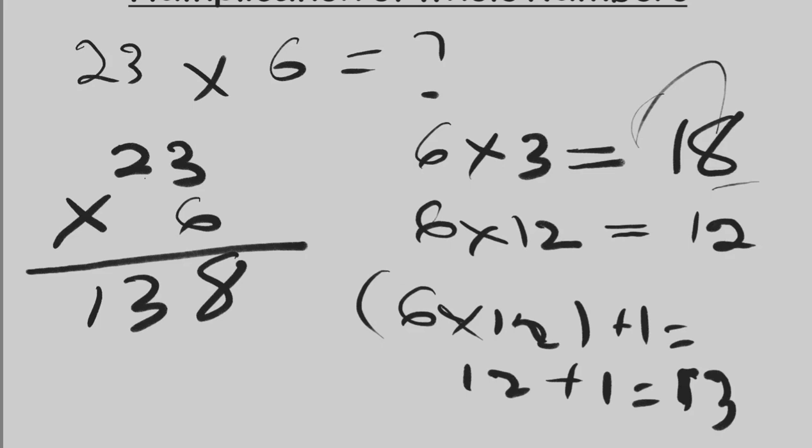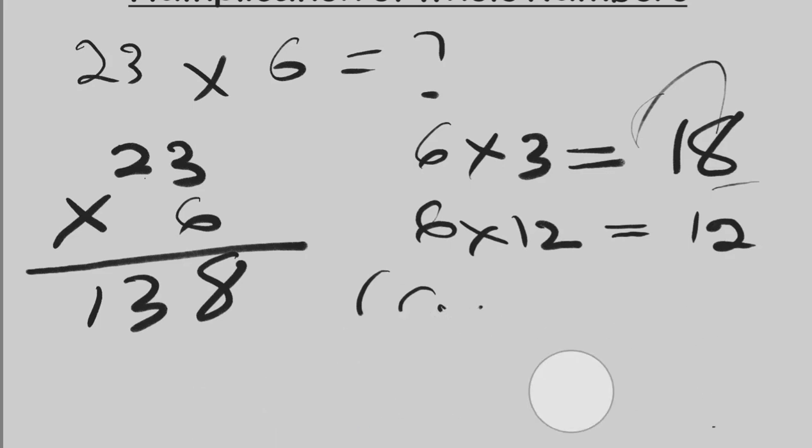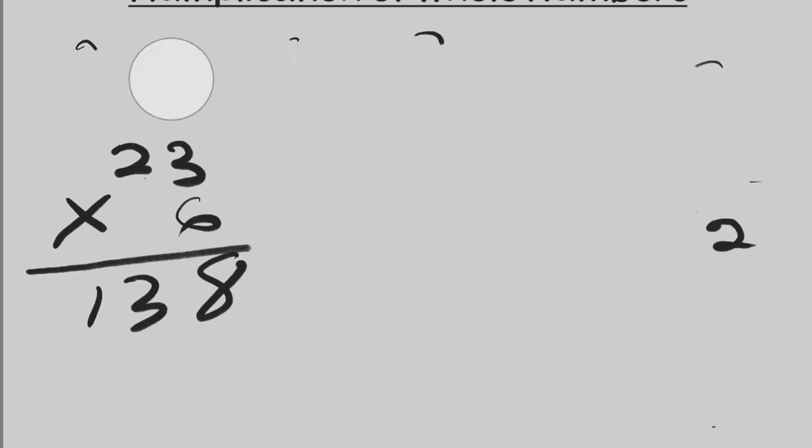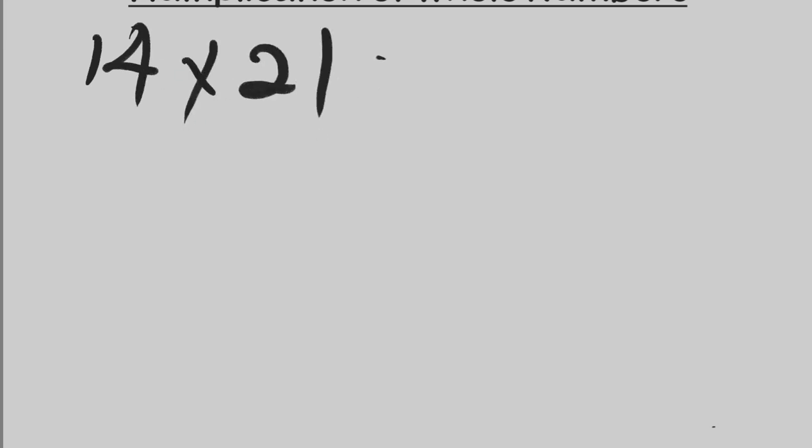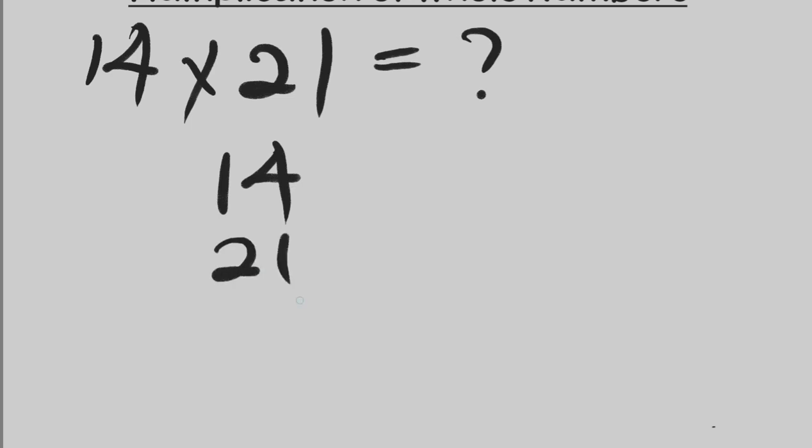So let's go and do double digit numbers for both bottom and top. So assuming you are given to multiply 14 times 21. What is 14 times 21? It's very easy. We're going to do it the same way we did the other one. So we're going to write 14. We're going to write 21. Okay. We're going to put the times right here. Okay. So again, we're going to start from the right side.